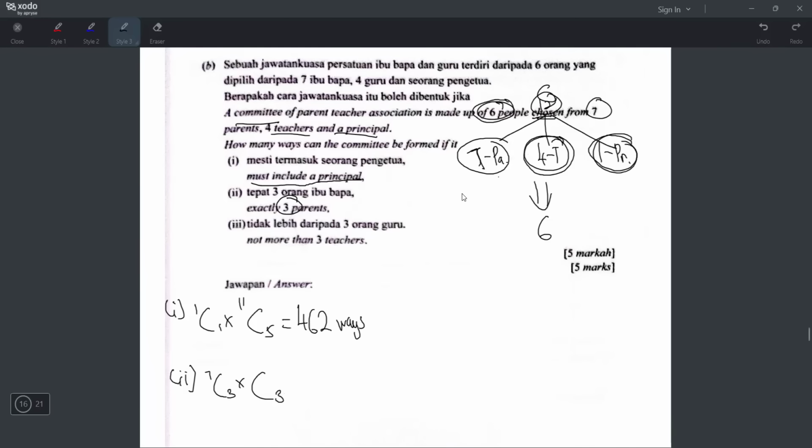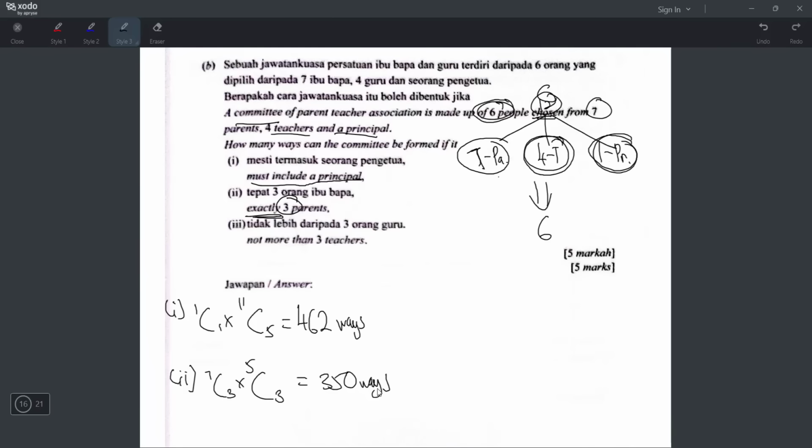The remaining 3 cannot be parents because they say exactly 3. Exactly means exactly 3 parents, cannot be more than, cannot be less than. It has to be exactly 3. So the rest 3 cannot be chosen from here. It has to be from 4 teachers and 1 principal. Choose another 3. So I will add them up, 4 teachers plus 1 principal, which is 5. And from the 5, I choose another 3 to form the committee. Now I press, I get 350 ways. Let me double check with my calculator. 7C3 times 5C3. Yeah, my calculator gives me 350.